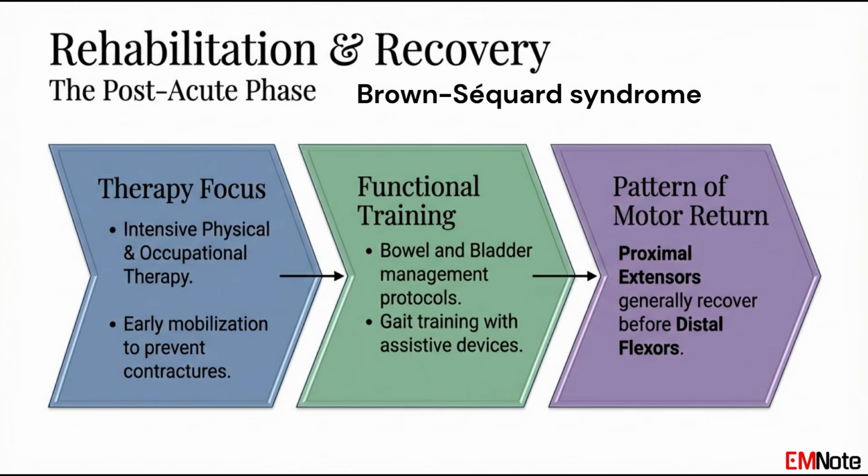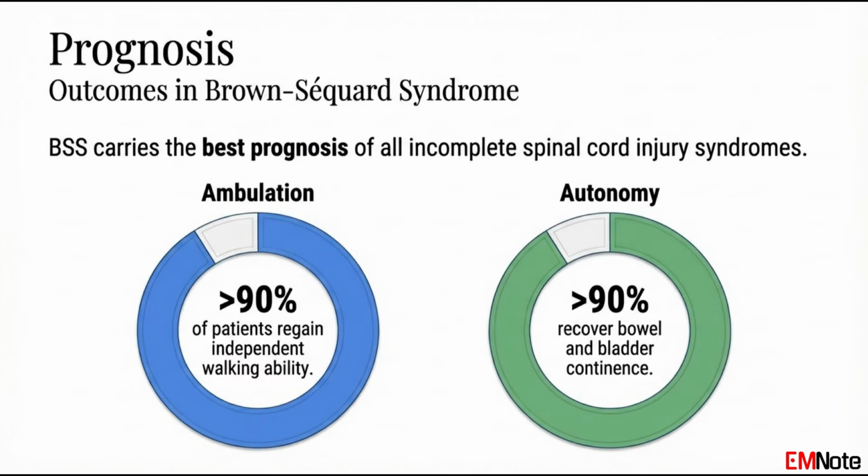their motor function returns. The news for patients with Brown-Séquard syndrome is generally more positive than for other types of spinal cord injuries. The prognosis is quite favorable. Most patients, over 90%, will eventually regain the ability to walk. This is because the pathways on the uninjured side of the cord remain intact, and the cord has a remarkable degree of plasticity.